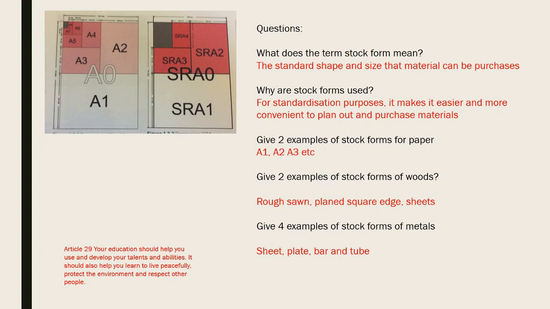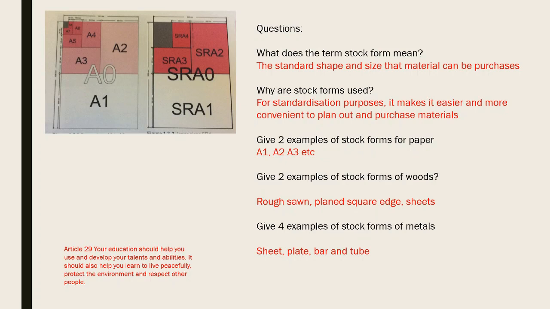Not, I need a sheet that is 265 metres by 109. So you can start throwing random numbers out there. The whole point is you've got standardisation, so you know what you want to order, you know exactly what's going to come. So examples of stock form paper: A1, A2, A3, and so on.